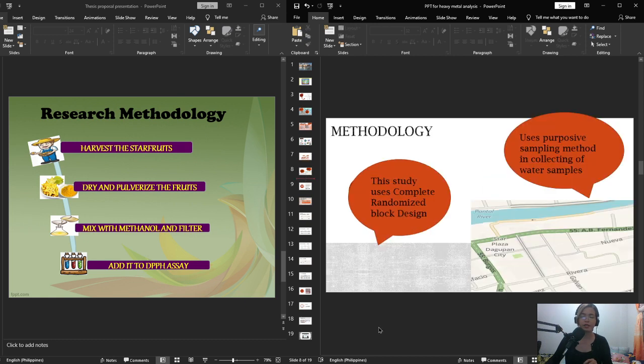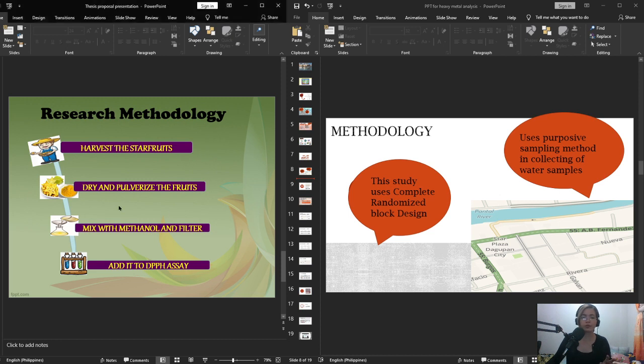Okay, so next one is your research methodology. Research methodology tells us what you are going to do to conduct your study. How will you conduct your study? So just like this, some examples just have bullet points and they get only the important parts.